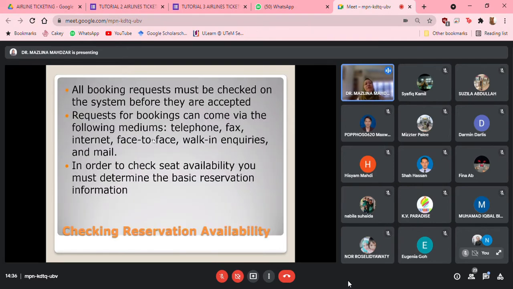Okay, before we continue with our topic, before we can proceed menggunakan sistem, of course the first step is you have to check for reservation availability. Okay, checking reservation availability. So sebelum you buat booking tadi, saya kata all booking requests must be checked on the system before they are accepted.